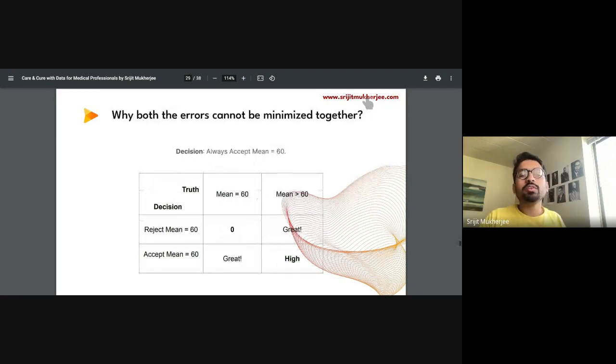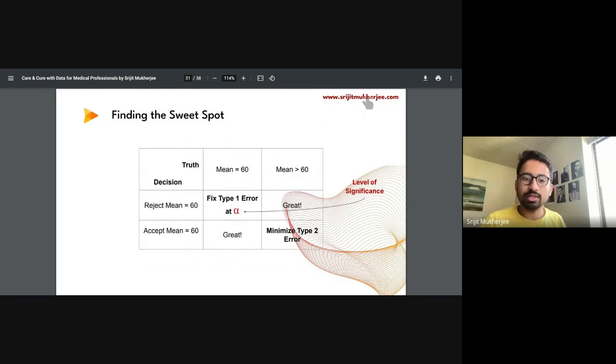What we do is fix the type 1 error, the probability of type 1 error, at some probability called alpha. Fixing that, we minimize the type 2 error. This alpha is called the level of significance. Now, fixing this alpha is given by the domain knowledge.